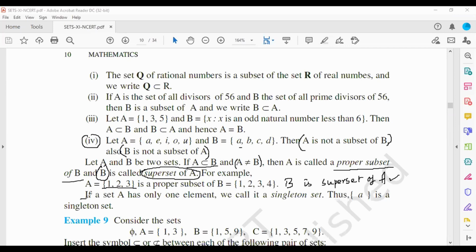This next sentence I have already mentioned yesterday. Any set having only one element inside is a singleton. I already told you yesterday. They are giving you an example of a set containing just a single element. It's a singleton set.